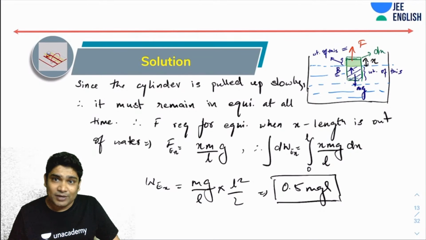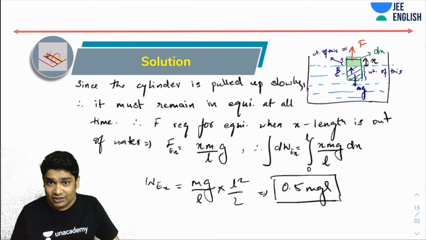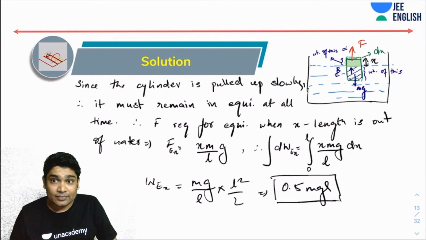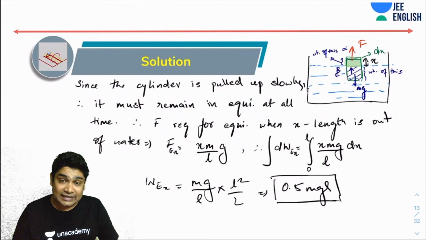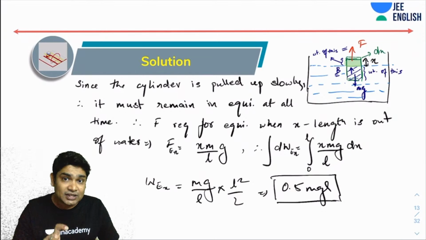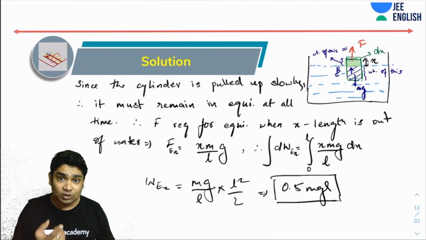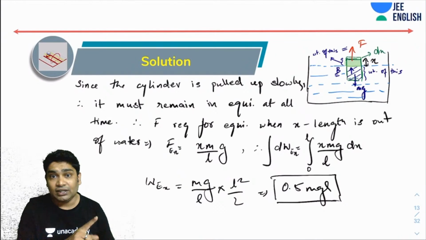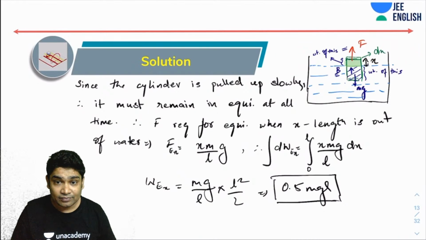So it does not have any potential energy till it's submerged. So the other way of seeing this is that it does not have any potential energy till the time it is submerged. Why? Because the net force is zero. If the net force is zero, then potential energy is always associated with the conservative force.